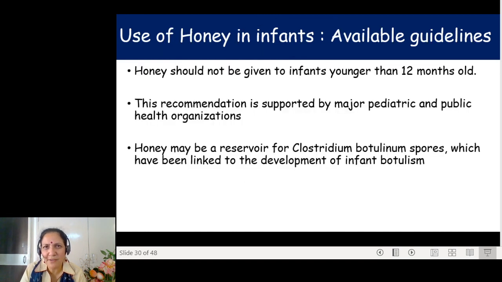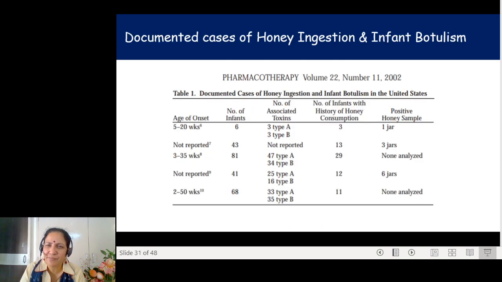We are all aware that honey should not be given to infants younger than 12 months, and the recommendation is supported by major pediatric and public health organizations because honey may be a reservoir for Clostridium botulinum spores, which have been linked to the development of infant botulism. There are documented cases of honey ingestion and infant botulism. These were published in the journal Pharmacotherapy in 2002.